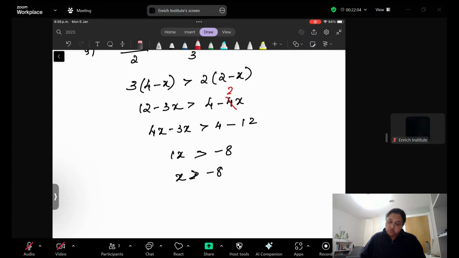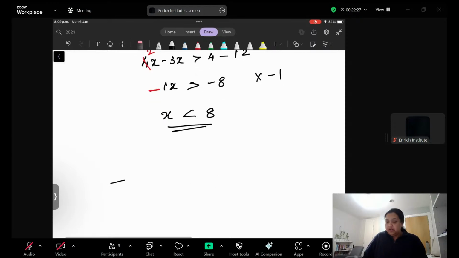So this is 2x, and this is 2x. This is minus 1x. So here it should be minus 1x, and since there's a negative number, you need to multiply this by minus 1. And remember, when you're multiplying it with minus 1, you will have to change the inequality sign, so that is x is less than 8. That's what you will get.